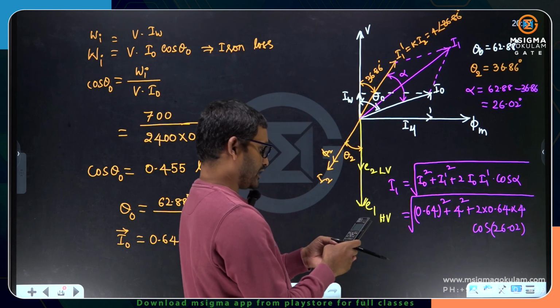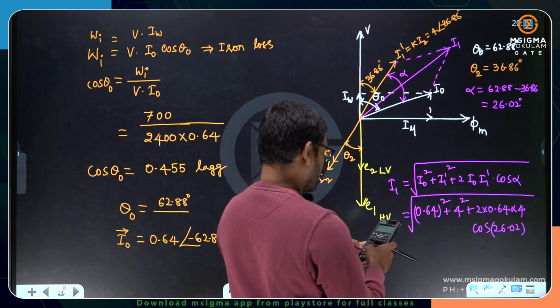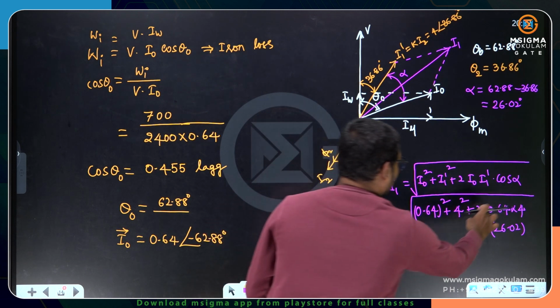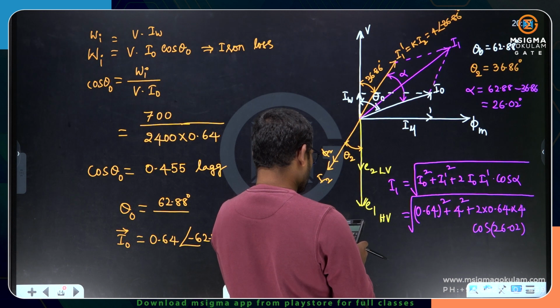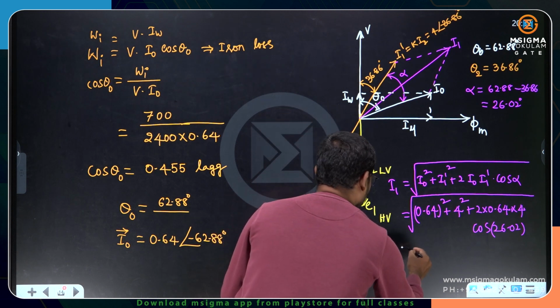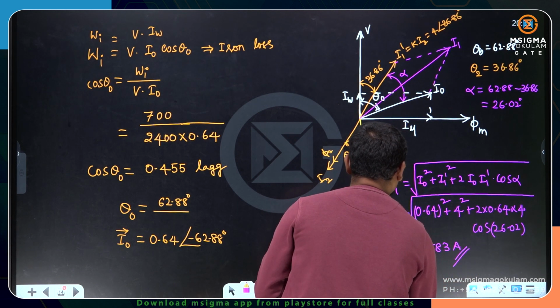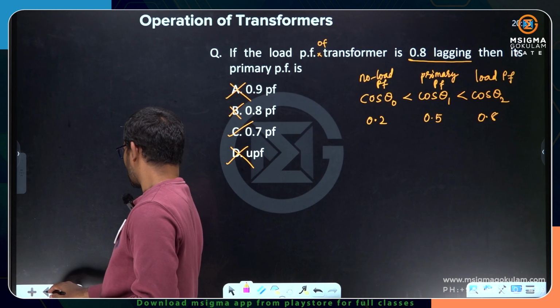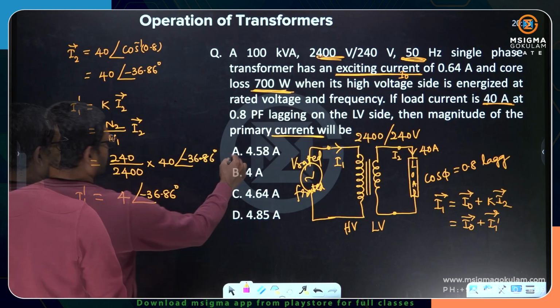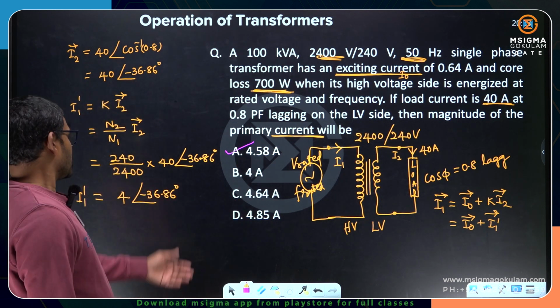Cos of 26.02 into 4 into 0.64 into 2. So I am getting this term as 4.6 plus 4 square plus 0.64 square, and if I apply the whole root, I am getting the value as around 4.583. I am getting the total primary component of current as 4.583. Let us check the value of current. 4.583. Yes, it is available. So this is how you need to do.